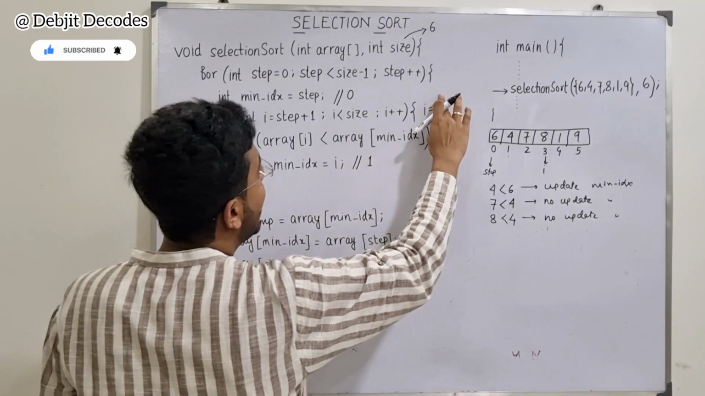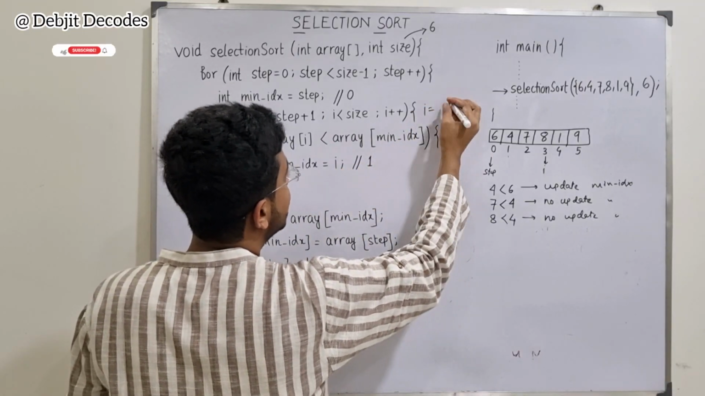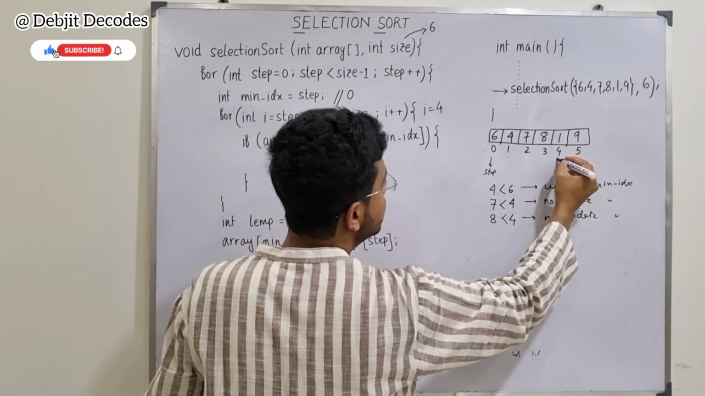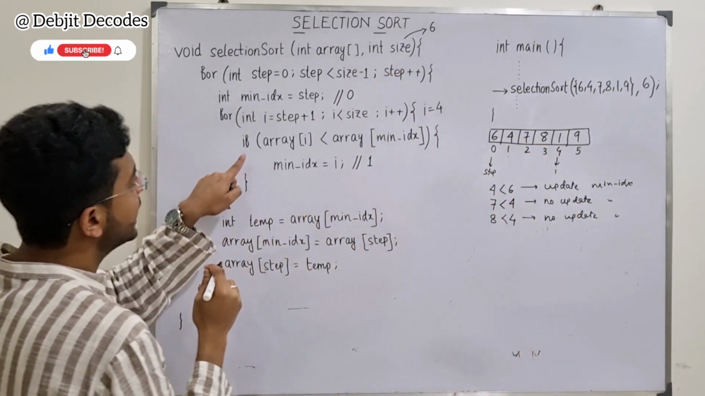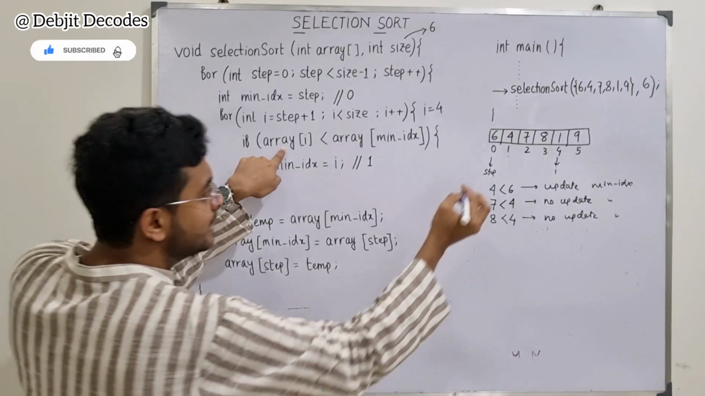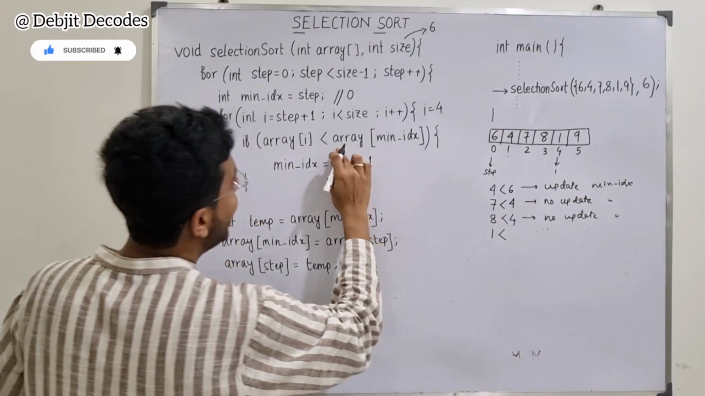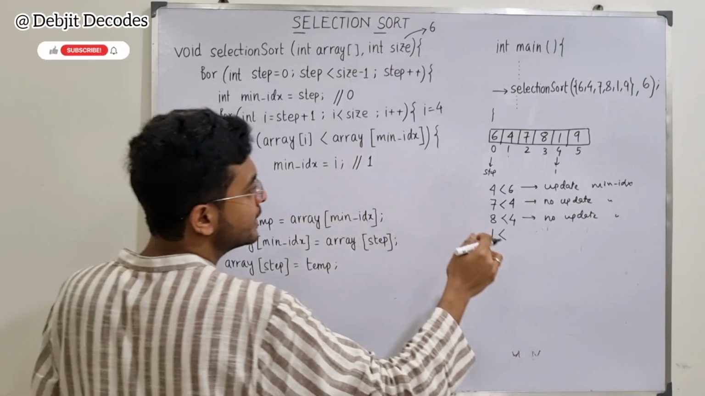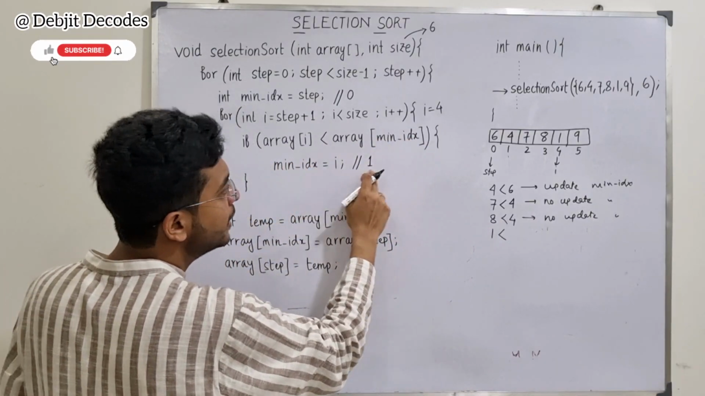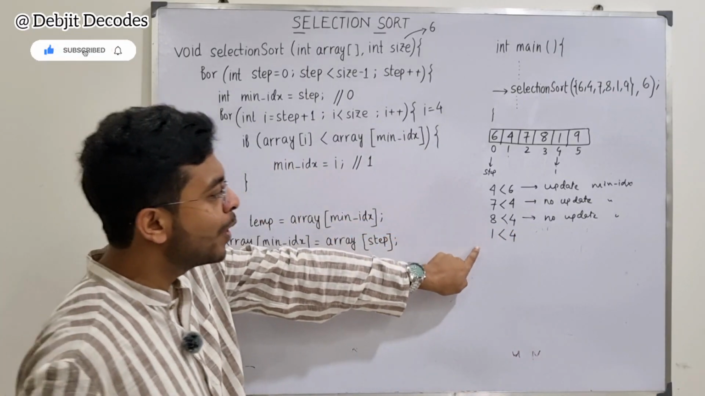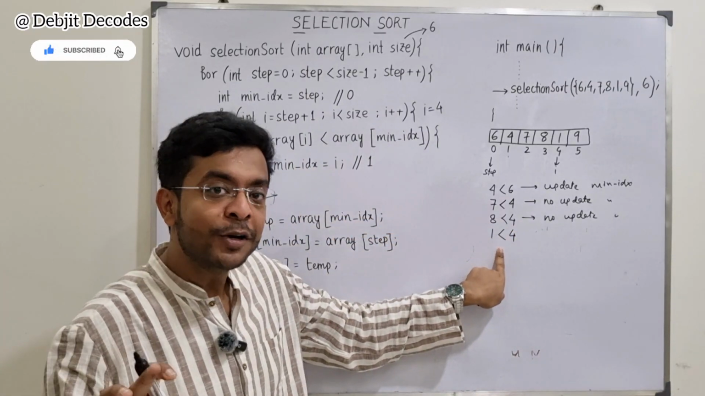Next time the i is becoming i plus plus. So i is becoming 4. So it is here. Now it is checking whether array of i, what is array of i? 1 is less than array of min index. So what is array of min index? Min index is 1, so it is 4. Right? So it is now checking whether 1 is less than 4.